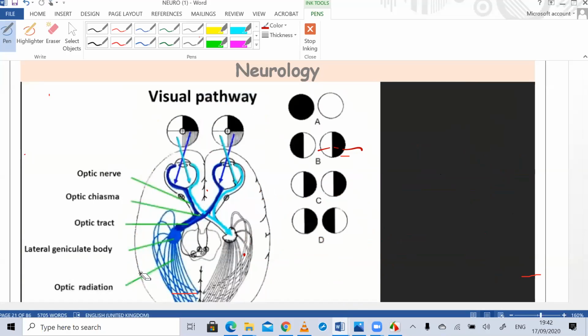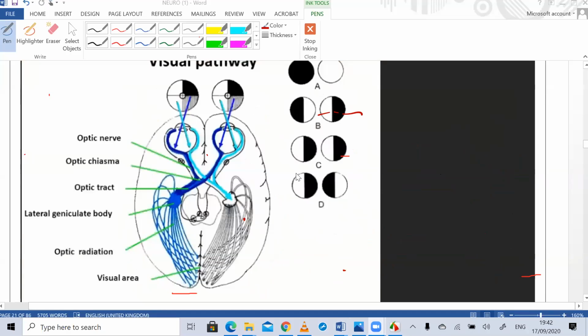So, what do you think? Contralateral homonymous hemianopia. Yes, Dr. Rania. Contralateral homonymous hemianopia. I have a lesion in the optic tract, in the optic radiation, and the occipital cortex. In the optic tract, optic radiation, occipital cortex.